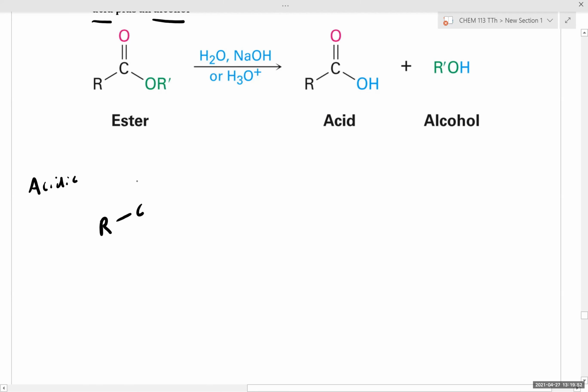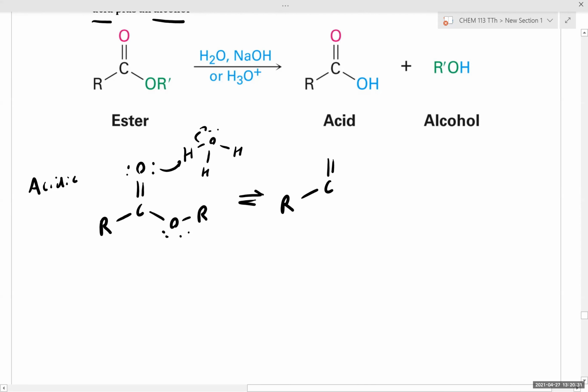So under acidic conditions, what's the first thing that's going to happen to this ester? Following our manifold for typical carbonyl substitutions under acidic conditions, this is the reverse of the Fischer esterification, and this is known as hydrolysis. And just like any acid catalyzed carbonyl substitution, we're going to protonate our carbonyl oxygen to activate our carbonyl carbon and make it more electrophilic. This mechanism is the exact reverse of the Fischer esterification.